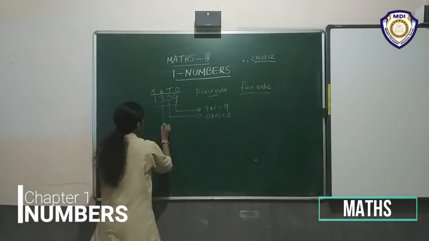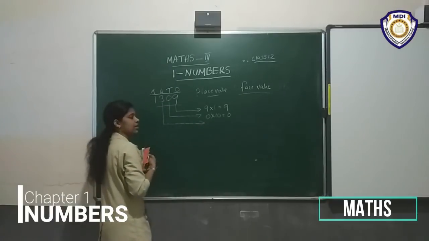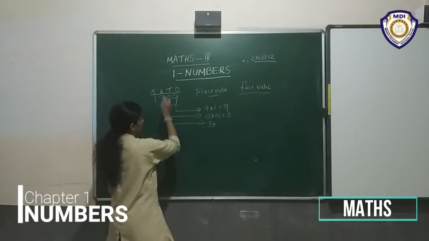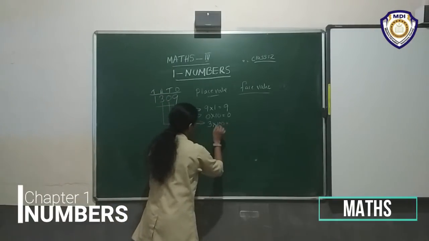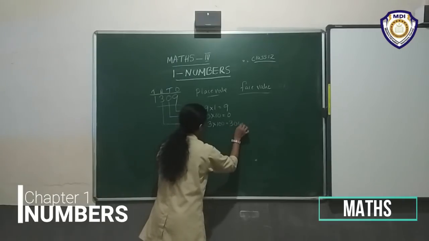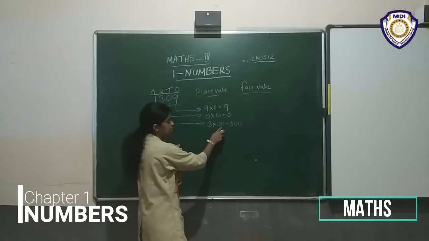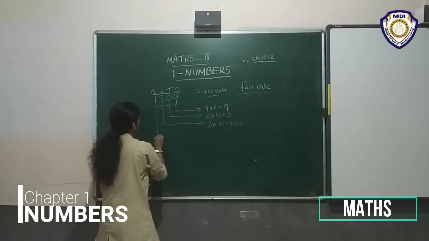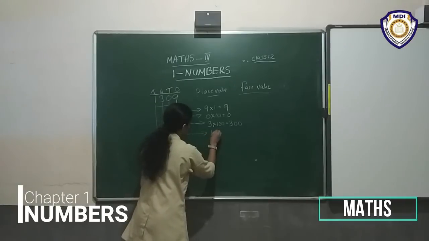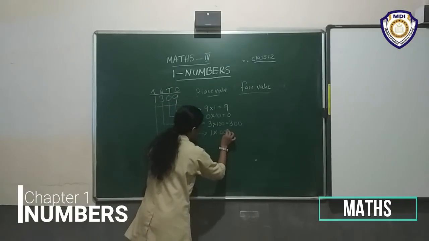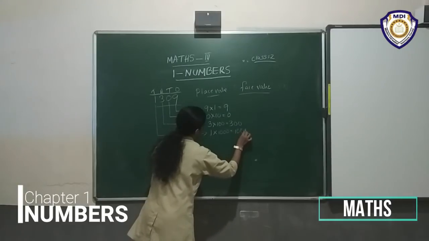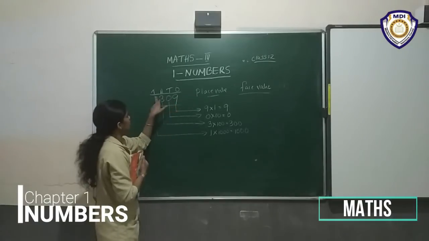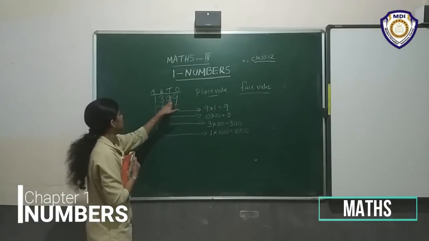Then 3 is in the 100 place. 3 into 100. We get the answer 300. 1 is in the 1000 place. 1 into 1000, 1000. Okay.